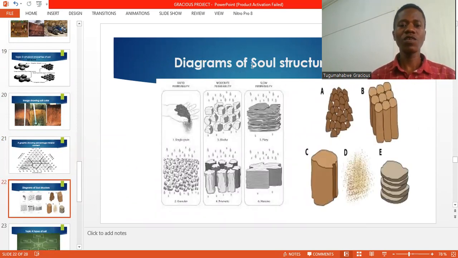This is a diagram. These are diagrams of soil structure. Also bring them during the lesson when explaining the different types of soil structure that are found within the Earth's crust. So these are soil structures that can be observed. So I explain to them those structures within the lesson for them to understand physically how those structures or how the soil is arranged.